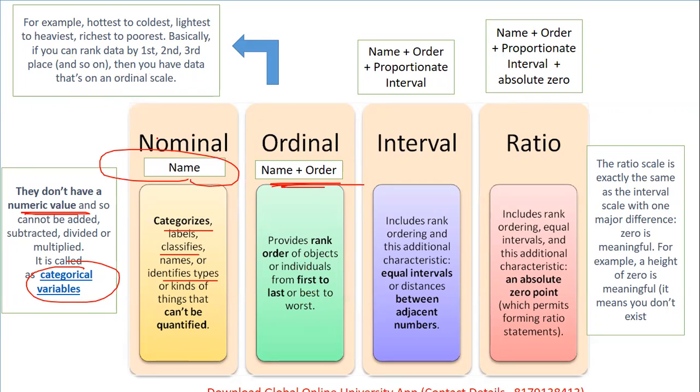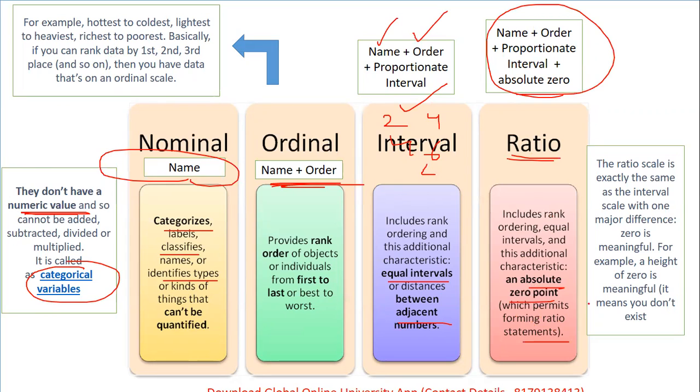Interval is name, order plus the proportionate. Okay. So it talks about the intervals, the adjacent numbers. It means the name, the rank, and the interval. For example, the interval between 2 and 4, the gap is 2. Between 4 and 6, the gap is 2, which is consistent, which is the same. Name, order, proportionate, and absolute value come in the form of ratio. And what is the meaning of this absolute value? It permits forming ratio statements. So here, zero has a meaning, which does not exist in the interval scale. Okay. So this is what we had learned.